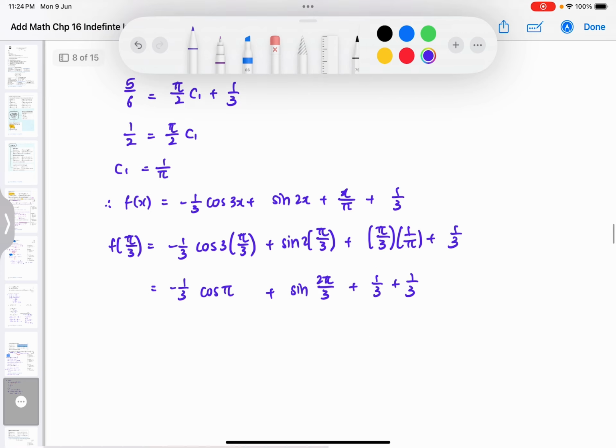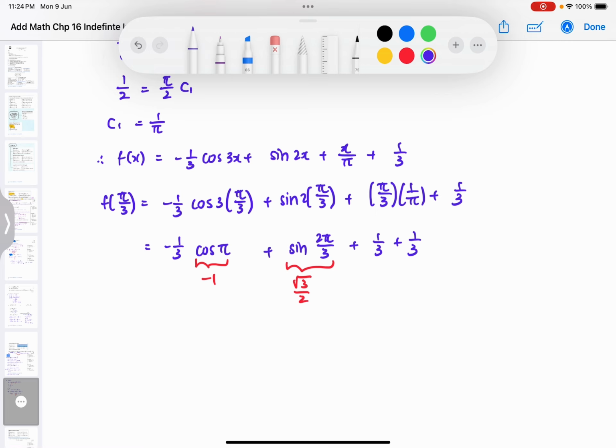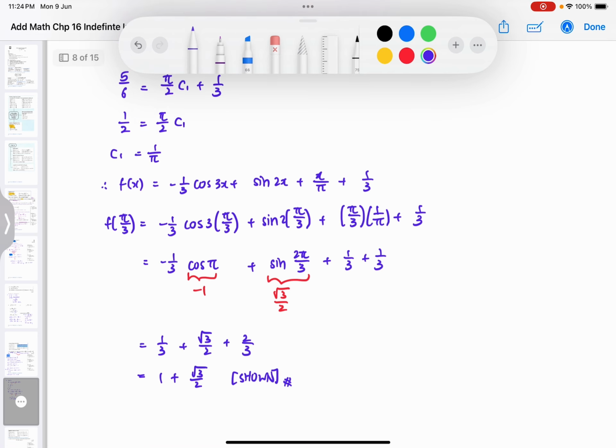Cosine pi is none other than negative 1. And sine 2 pi over 3 is root 3 over 2. These are your special angles. If you don't know, you can use your calculator, type it in, and you can get the answer. So this will give me 1/3 plus root 3 over 2 plus 1/3. 1/3 plus 1/3 is 2/3. Then it will add together with the 1/3 to be 1. And that is our answer shown. This is a 9-mark question.